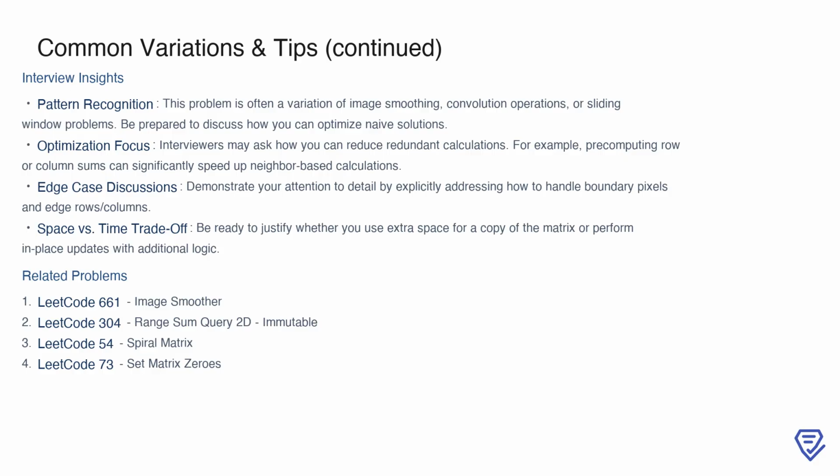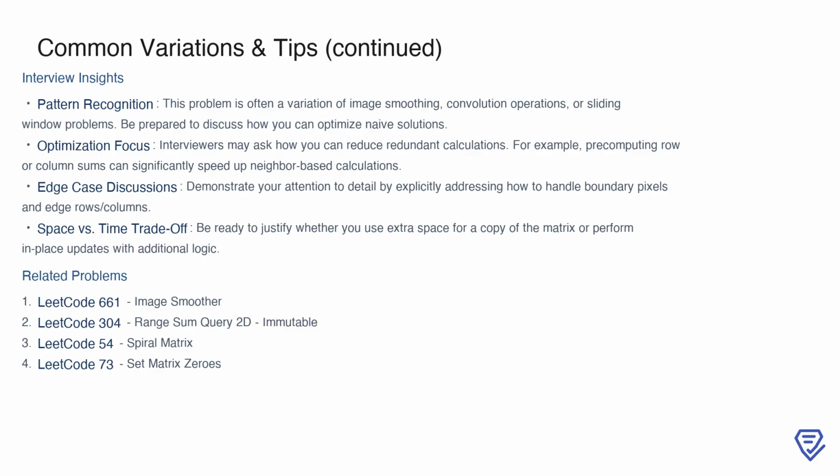Interviewers may also focus on how you handle redundant calculations. For example, pre-computing row or column sums can significantly speed up the neighbor-based calculations, especially in larger matrices. They might also evaluate your attention to detail by asking how you would handle edge cases, such as boundary pixels or rows and columns along the edges.